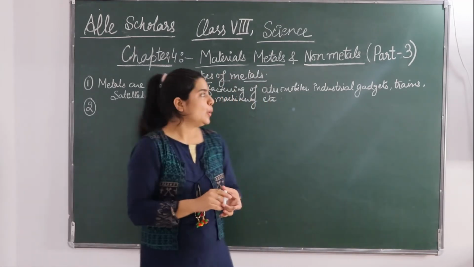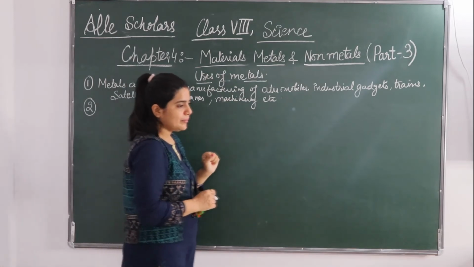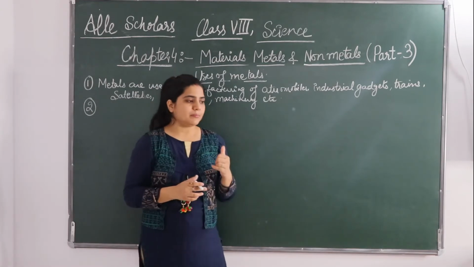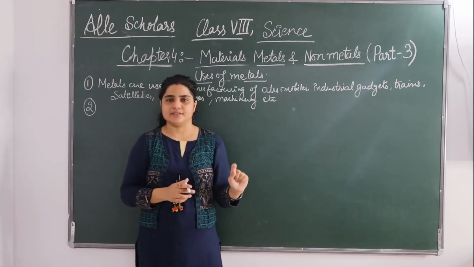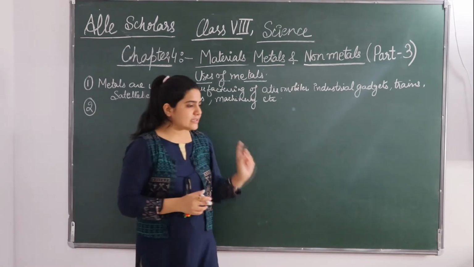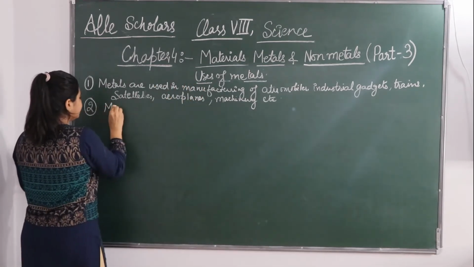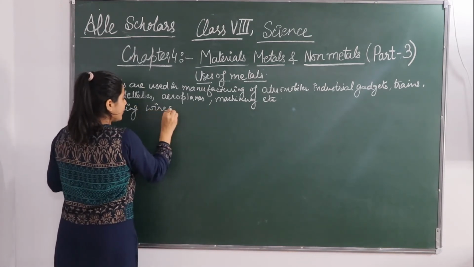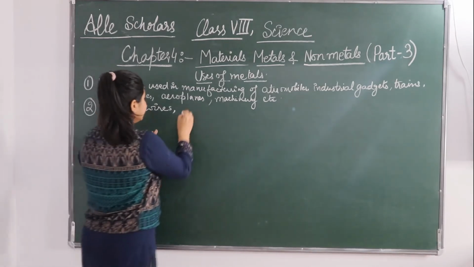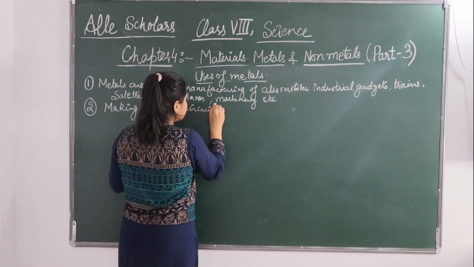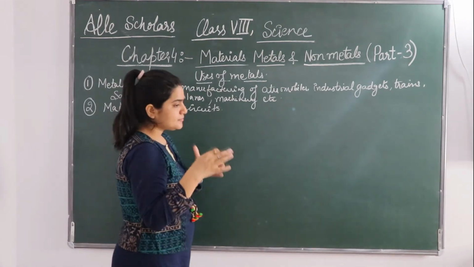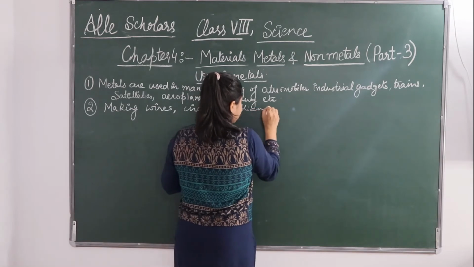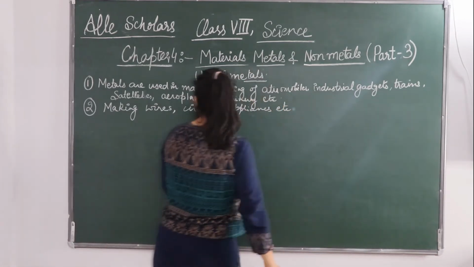Have you ever thought why metals are used for making these things? If you go to the physical properties of metals, you will remember that they are good conductors of electricity. Since they are good conductors of electricity, they are used for making wires and circuits. Many appliances and many more things are made with them.